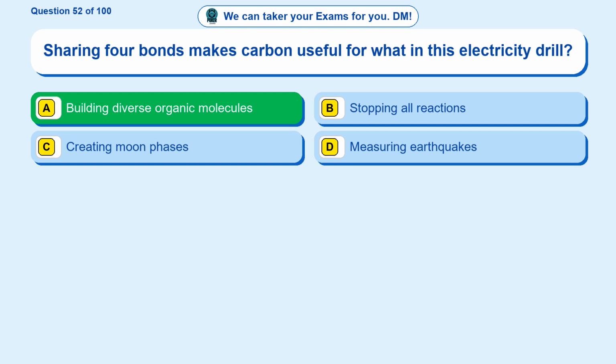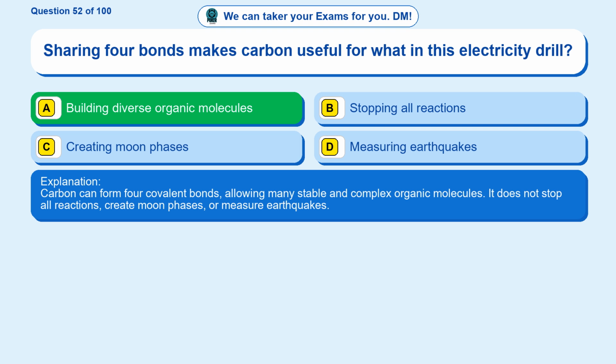Building diverse organic molecules. Carbon can form 4 covalent bonds, allowing many stable and complex organic molecules. It does not stop all reactions, create moon phases, or measure earthquakes.